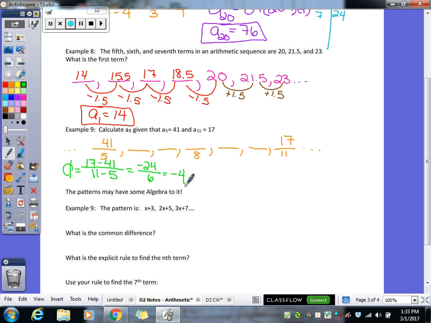All right, so let's start at term 5 and subtract 4. 41 minus 4, 37. 37 minus 4, 33. And then minus 4 again, 29. So a sub 8 equals 29. Our 8th term is 29.